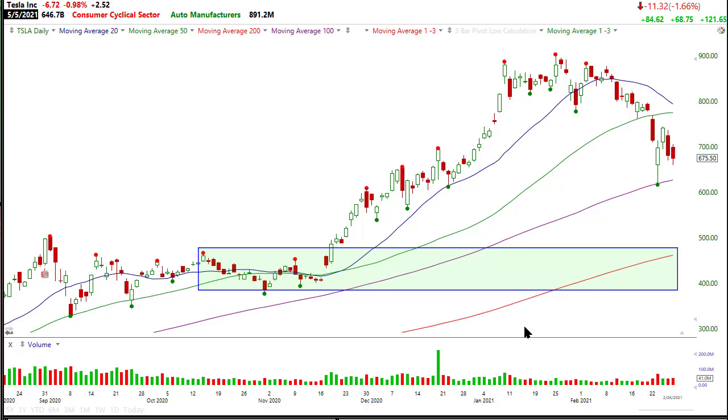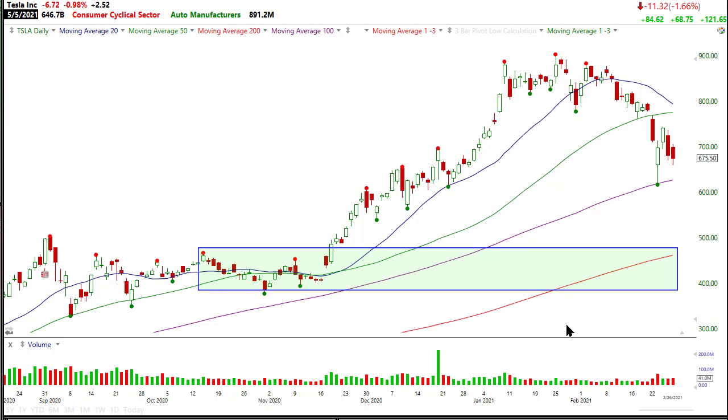For this chart of the week, I'm doing a video lesson explaining how we use moving averages. I've got several on here as you can see, and I'm using the chart of Tesla. It's always in the news. So I've got a 20 MA, I've got a 50 MA, the green line. The purple one here is the 100 MA, and the red one here is the 200 period moving average.